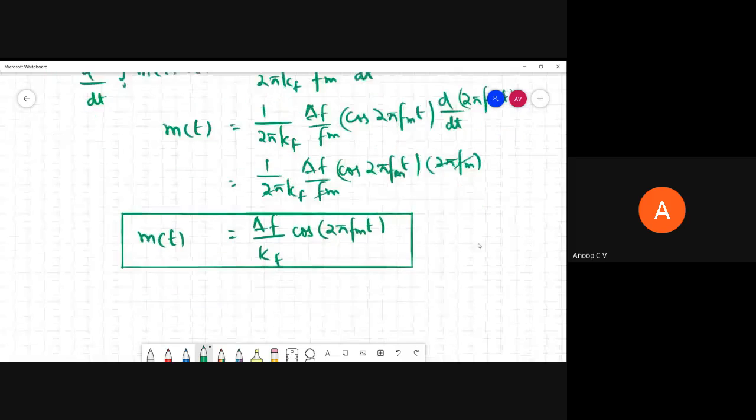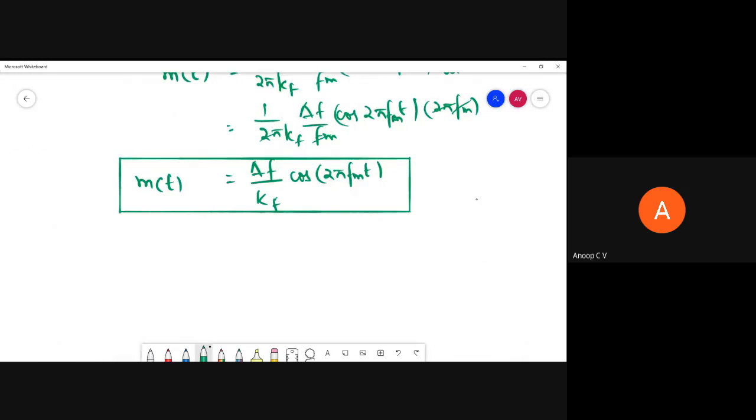Now further, what will be the message power? Now we need to find P, that is message power, the average power in m of t. This is our magnitude part, and it's a cosinusoid. If it is Am cos 2 pi fmt, the average power delivered to a 1 ohm resistor will be Am square by 2. So instead of Am, what we have is delta f by kf. So what we have here is delta f square divided by 2 kf square.